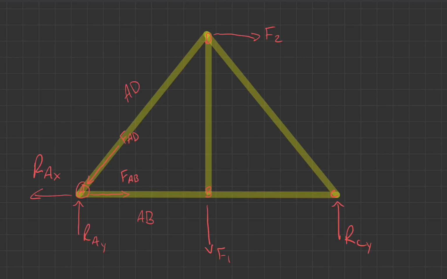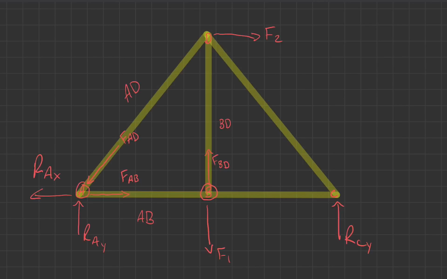Okay. So if we take a look at member B here, we've got F1. So this is BD here. F1 is going straight down. So I think B is going to be reacting in this way. So we'll call that force inside of BD. Okay. Then I think you've got force AB going to the right. So force B here.